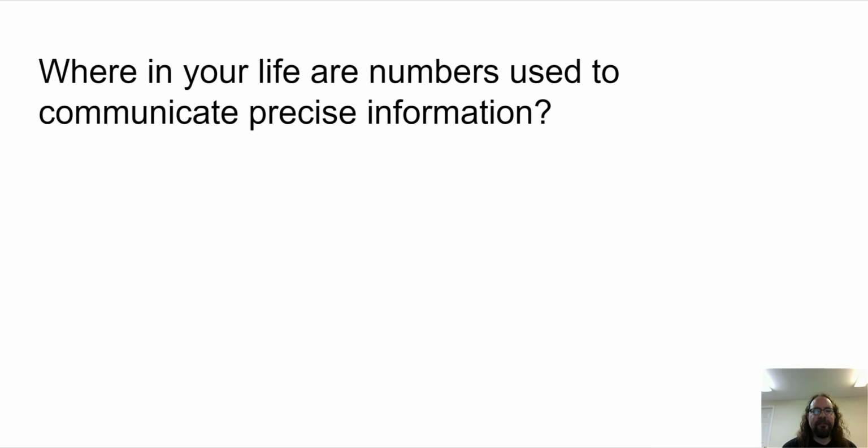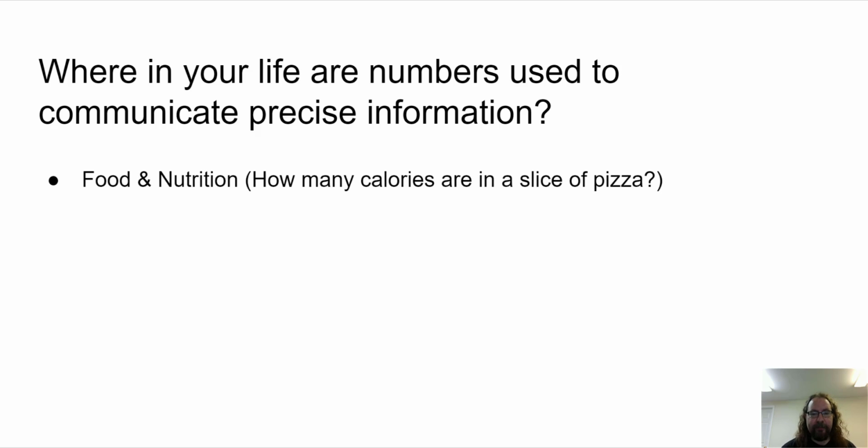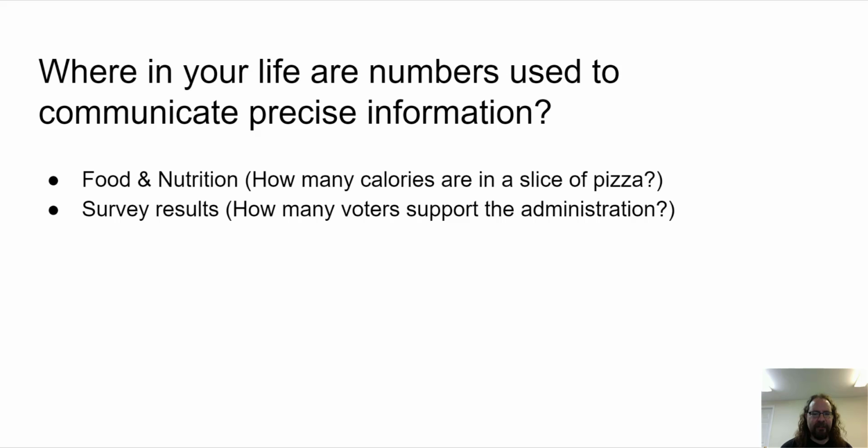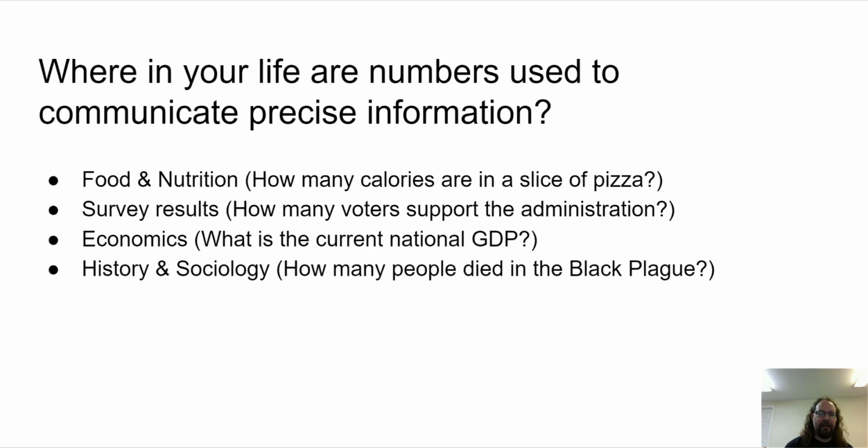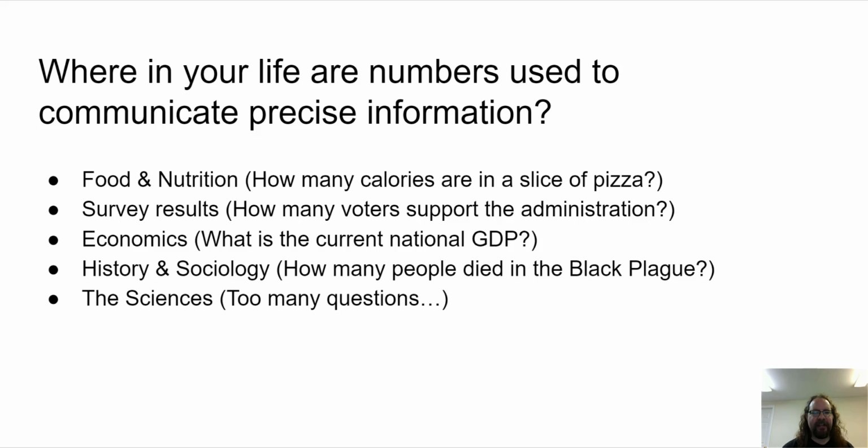And where in your life are numbers used to communicate precise information? For example, food and nutrition. You may be wondering how many calories are in a slice of pizza. Or survey results, like you may be looking up how many voters support a given administration. Or economics, you might want to know what our current national GDP is. History and sociology, you may be curious how many people died in the Black Plague of the 14th century. Or in the natural sciences, there are too many questions that we would want to know the answers to. And in each of these cases, we may want to get absolute precise results in numerical form.